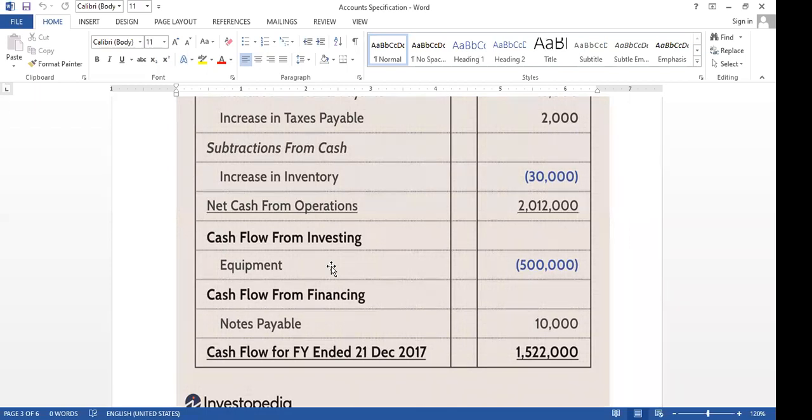After that we come to cash flow from financing. After that, add the payable amount. And then lastly we have the cash flow for the financial year ended 31st December 2017. This is the real value of the cash amount of the company.